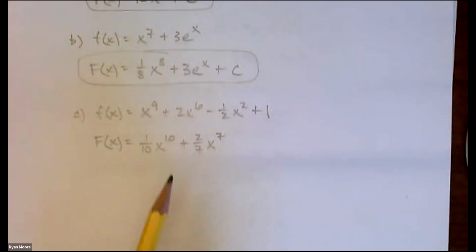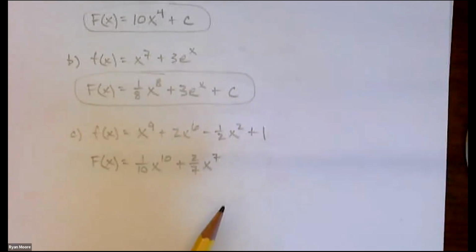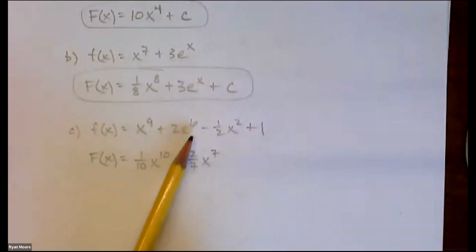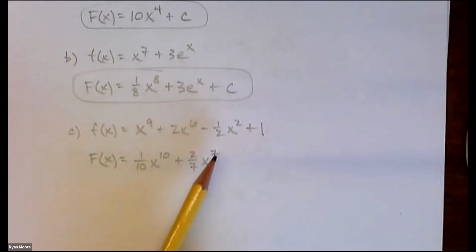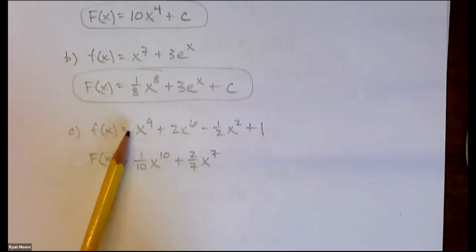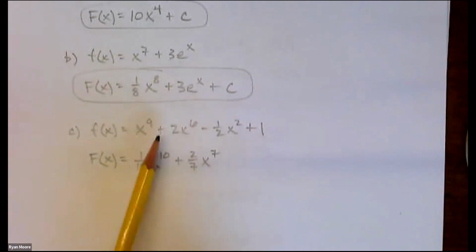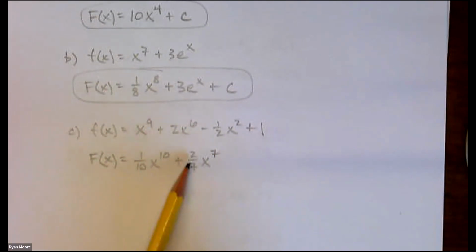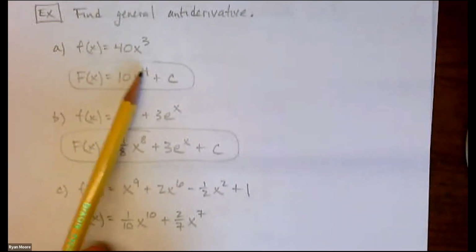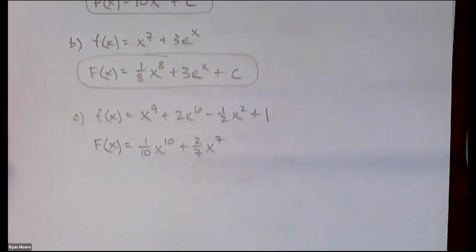Kind of one of the themes, one of the patterns here in working backwards, whenever you're working with the power of x, think about what that power would be in the antiderivative, and then whatever number's out in front, you've got to divide by that, right? It would have been a 10, so take the 1, divide by 10. It would have been a 7, so 2 divided by 7, right? And same idea here, the 40 divided by the 4. You can work backwards.